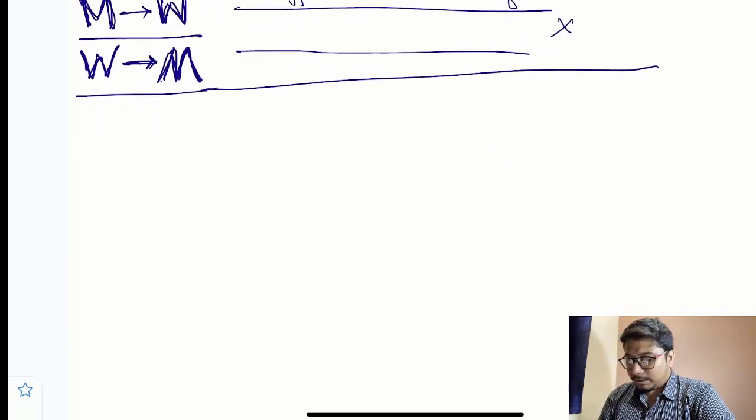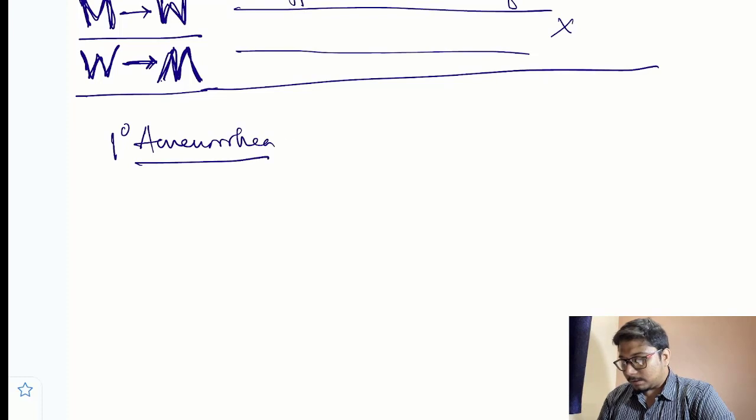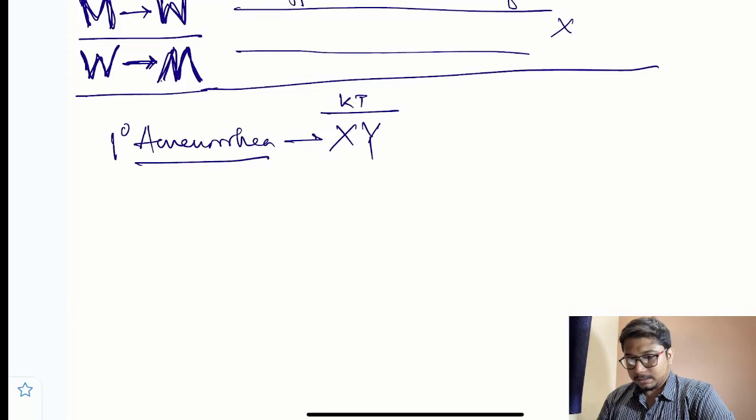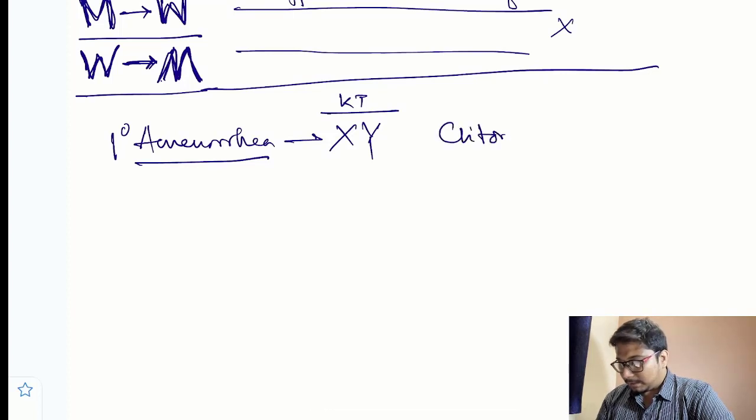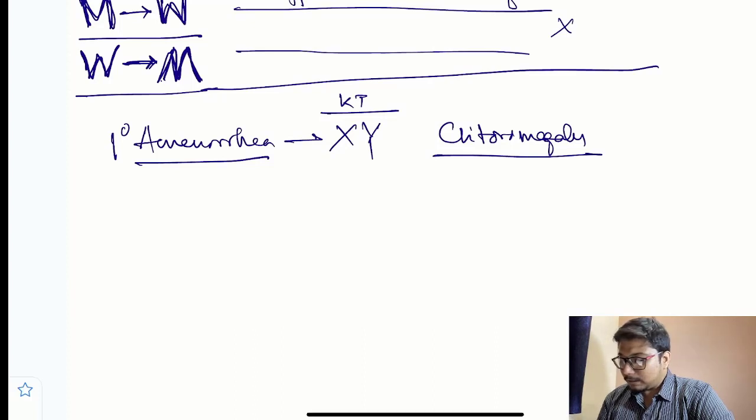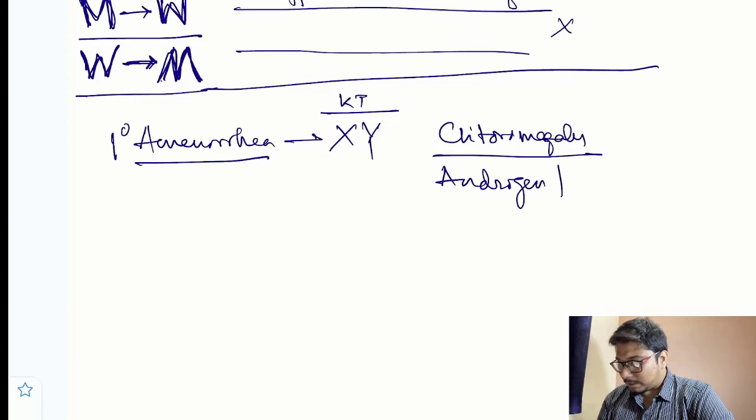Another question on DSD was a case of primary amenorrhea. Now they have straight away given the karyotype. They have told clitoromegaly. Then they have said androgen level high, and they have given some, I think, prepubertal breast and Tanner 2 pubic hair.